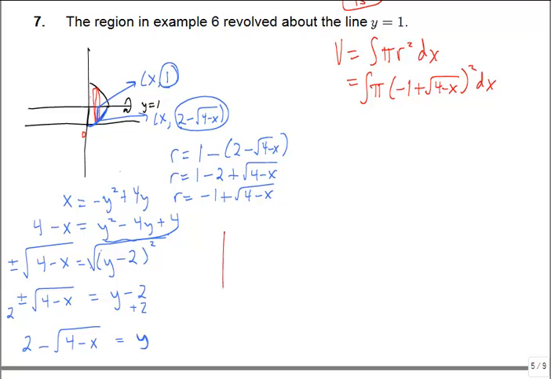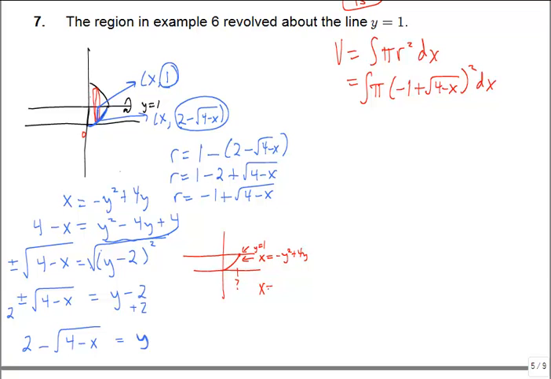Okay, remember our curve. We have this parabola right here, which is x equals negative y squared plus 4y. And we want to know, when does it intersect y equals 1, which is this curve right here. So what is this x value? Well, to figure that out, plug in 1 for these y's.